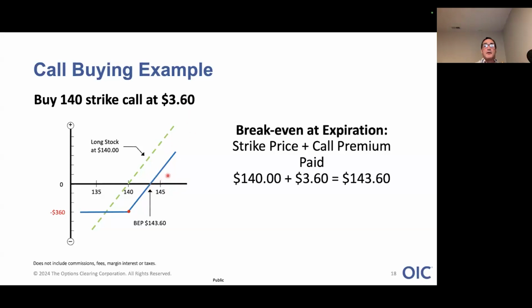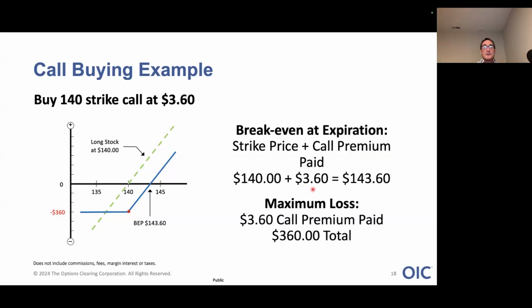If the stock is above 143.60, we'd be sitting on an unrealized profit. If the stock finishes anywhere from 140 below, we would lose our entire investment. So anytime you buy options, you know upfront what your risk is. Your risk is what you paid for those options. In this case, $3.60 or $360 per contract. So that's our maximum loss. So in the case with buying options, your risk is defined up front and your profit potential is undefined.